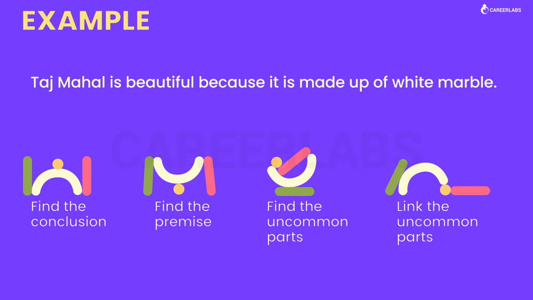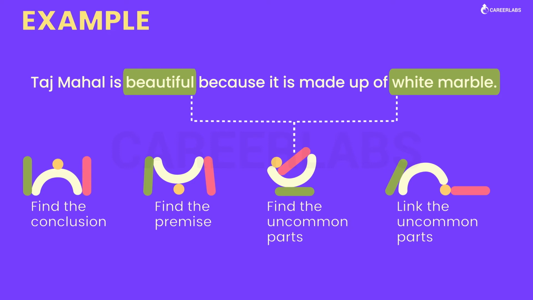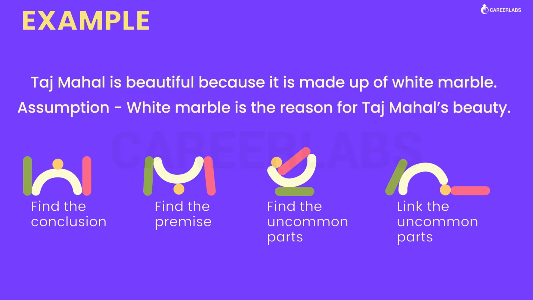The first step is to go to the conclusion and find out something in the conclusion that's not there in the premise. In this case, it's the word beautiful. Now, the second step is to go to the premise and find out something in the premise that's not there in the conclusion. In this case, it's the word white marble. Now, if you link both the uncommon parts together, you will find that the assumption statement has to link Taj Mahal's beauty and white marble. And that's the assumption statement we are searching for.